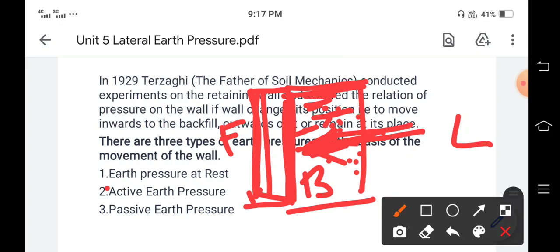Okay, so first of all, what is meant by active earth pressure? Active earth pressure means that with the application of the lateral earth pressure, the wall moves away from the backfill.